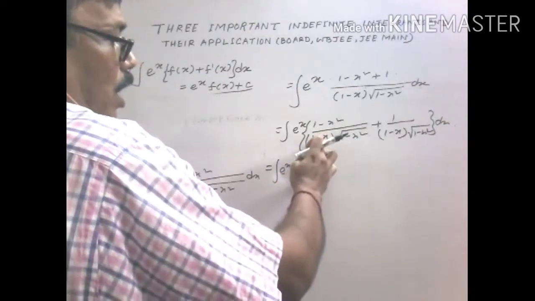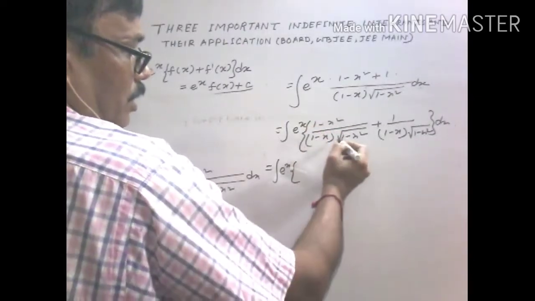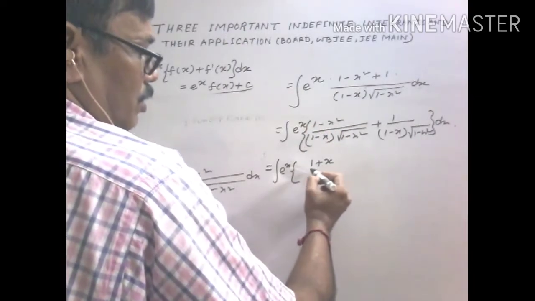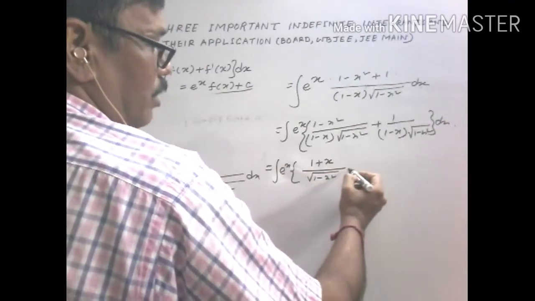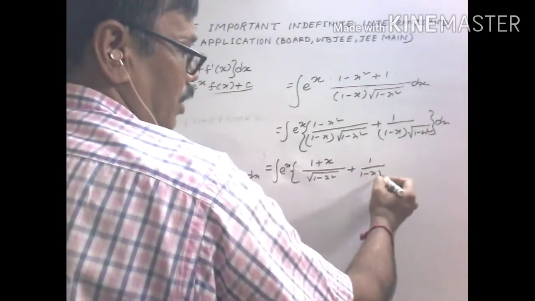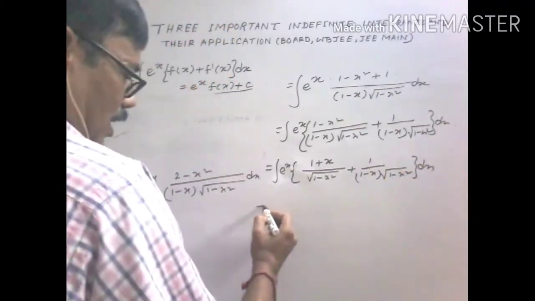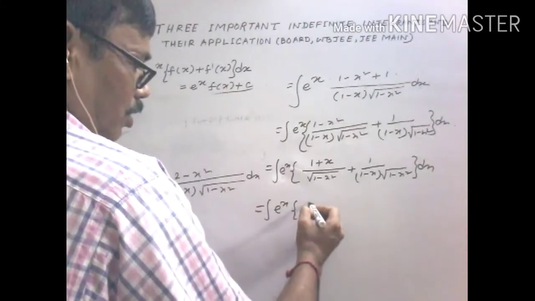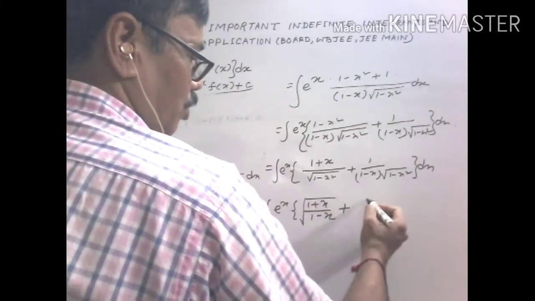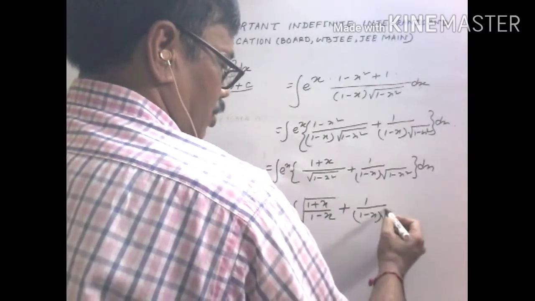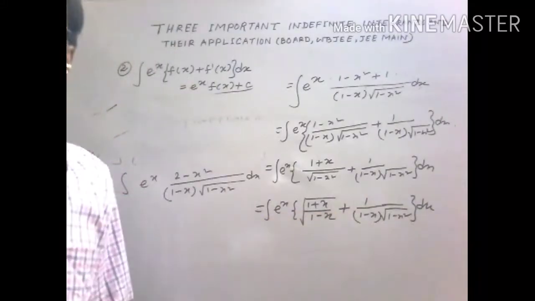So e to the power x, then bracket 1 minus x is cancelled, so it will be 1 plus x. So 1 plus x, this is 1 plus x, and this is root over 1 minus x square. So 1 by 1 minus x, this one is unchanged. So finally e to the power x, 1 plus x by 1 minus x, total root. So this one is 1 minus x root under 1 minus x square dx.